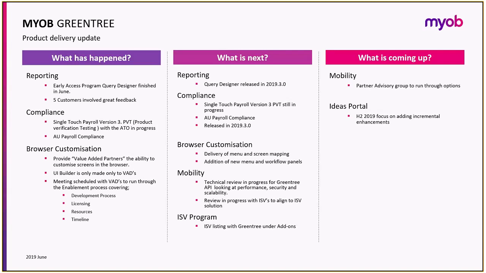What this does is it opens up the market segment for our partners to be able to target different areas, and it means that we've got a lot more value within the Greentree product by extending it using the ISVs. That is currently underway. We have already on our MYOB site under Greentree got some add-ons listed.